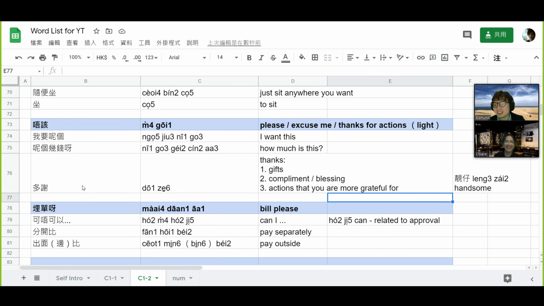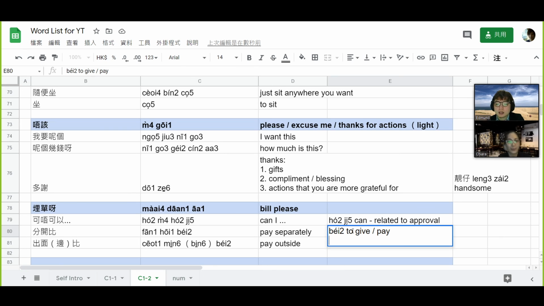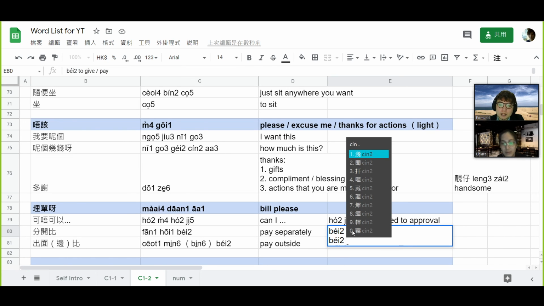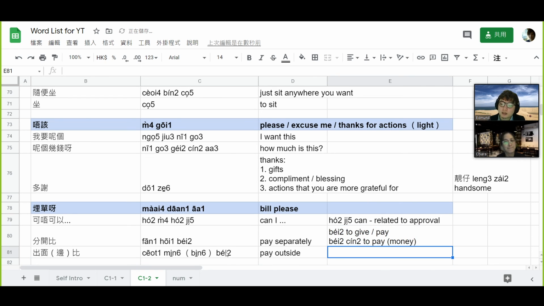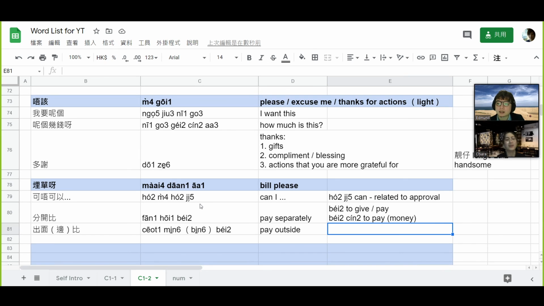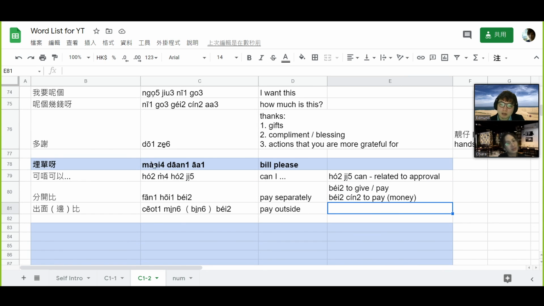What verb do we have here? 可唔可以多謝你, can I thank you. But the one I have here is 分開俾. 俾 is to give in Cantonese, but it can also mean to pay, especially when you say 俾錢, because 錢 is money, give money. And 分開 is separately. So 可唔可以分開俾? When you go with your friends, you might ask this.